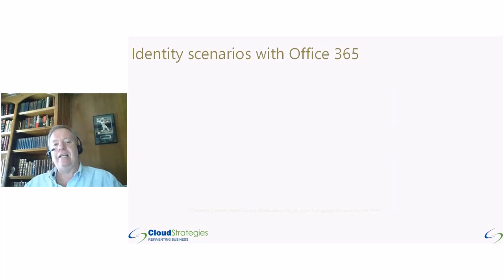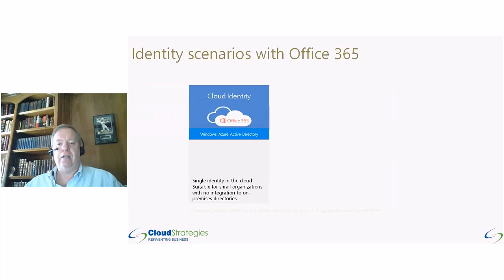These identity scenarios include, first, cloud identity. And Andy kind of talked about this from a conceptual point of view. We're going to take this and actually make this real within Microsoft's implementation. So this single identity, great for companies like Cloud Strategies, where we're spread across the United States. We don't have one, although we do have a headquarters, we don't have one geographic place that all of us live. And we don't have a Windows Active Directory environment. We do everything in the cloud.